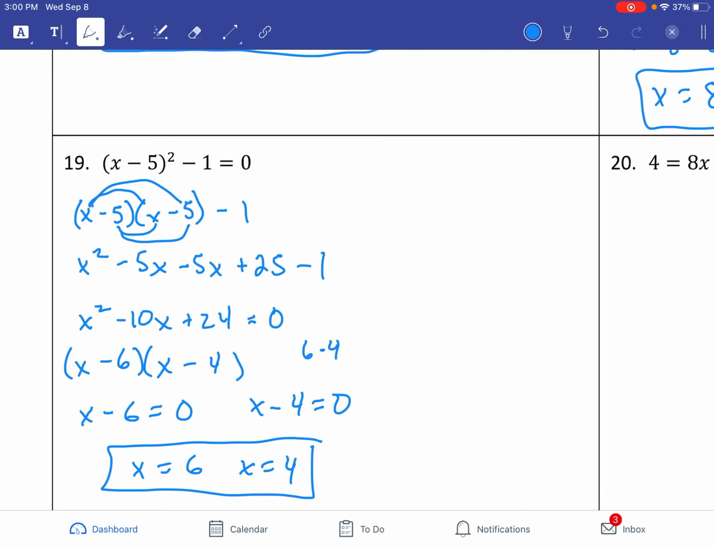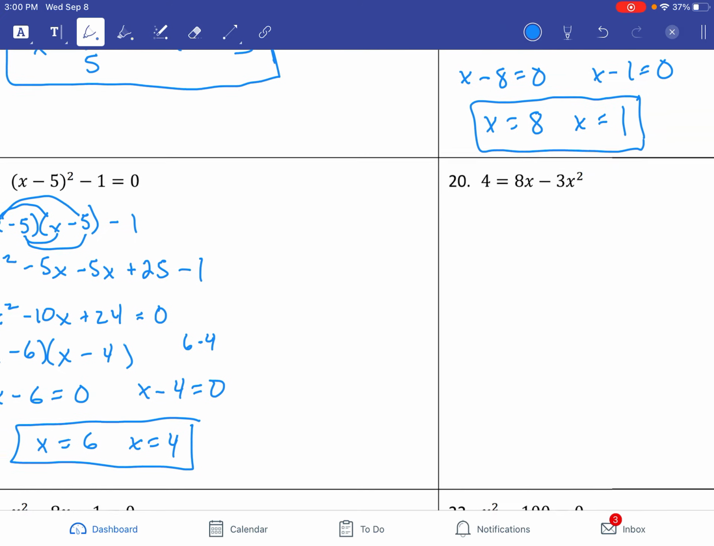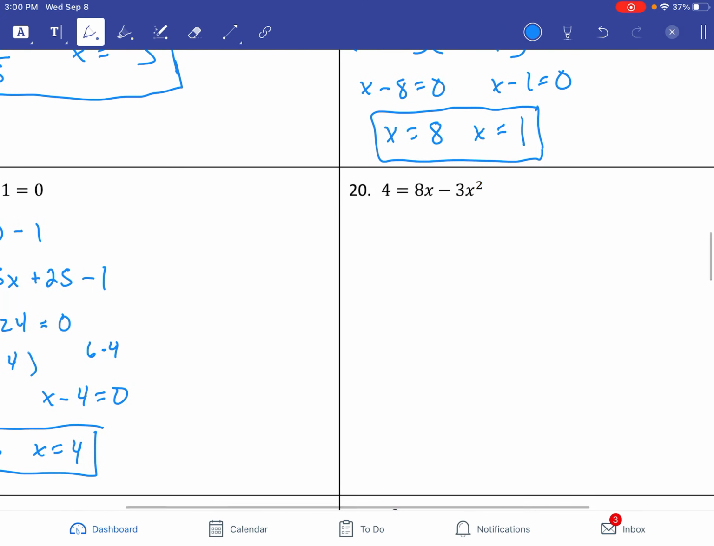That's it. Number 20. Now this, again, is not in the right format. It has to equal 0. So I'm going to bring this stuff from this side over to the other side. All right, I'm going to do that.